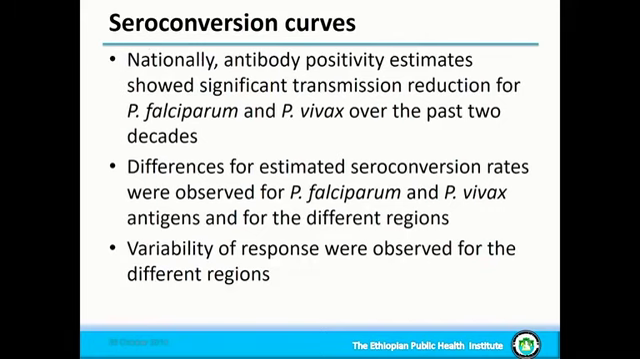So seroconversion curves nationally, antibody positivity estimates showed significant transmission reduction for P. falciparum and P. vivax. Differences for estimated seroconversion rates were observed for P. falciparum and P. vivax. There was actually variability for the regions.